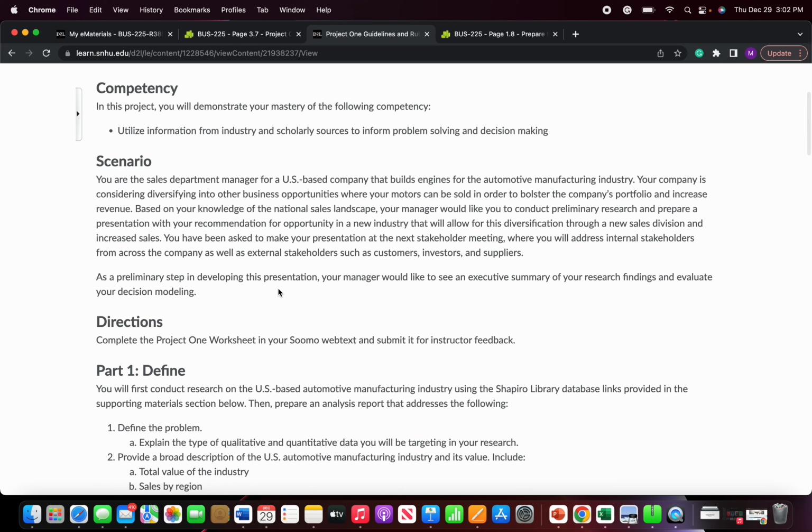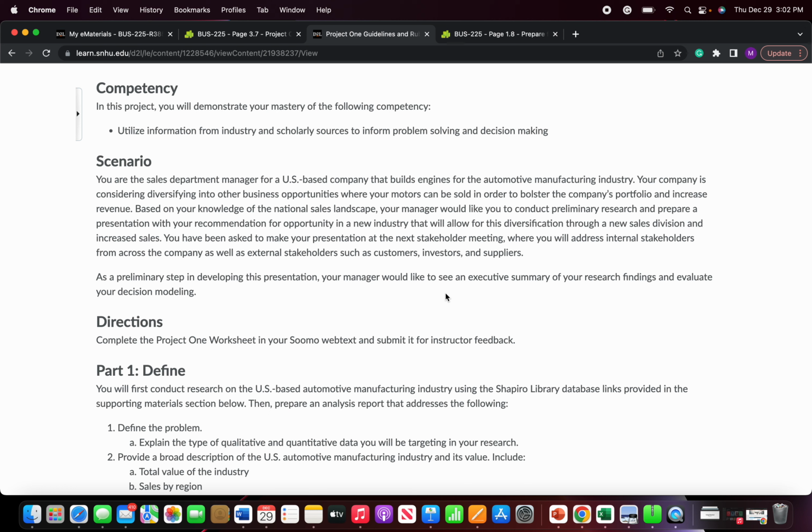So let's go through the scenario just to give you a baseline understanding. You are the sales department manager for a US-based company that builds engines for the automotive manufacturing industry. Your company is considering diversifying into other business opportunities where your motors can be sold in order to bolster the company's portfolio and increase revenue. And based on your knowledge of the national sales landscape, your manager would like you to conduct preliminary research and prepare a presentation with your recommendation for opportunity in a new industry that will allow for this diversification through a new sales division and increased sales.